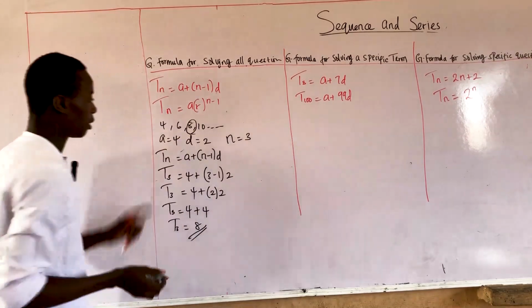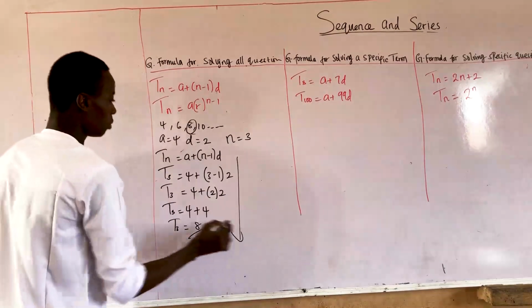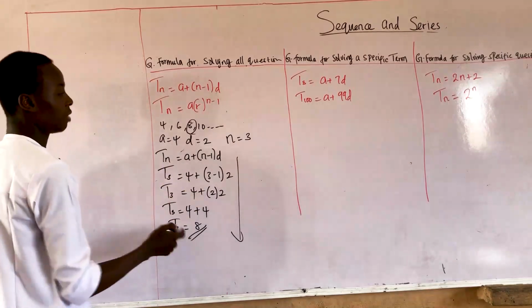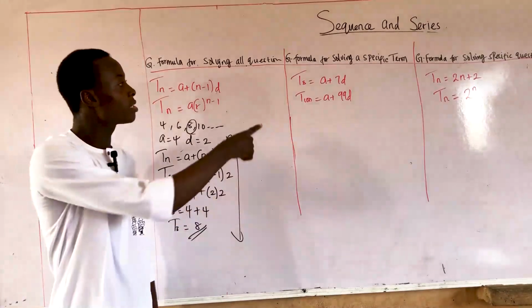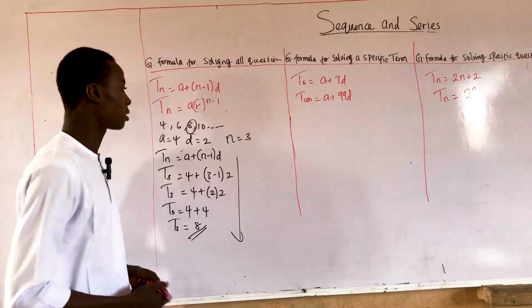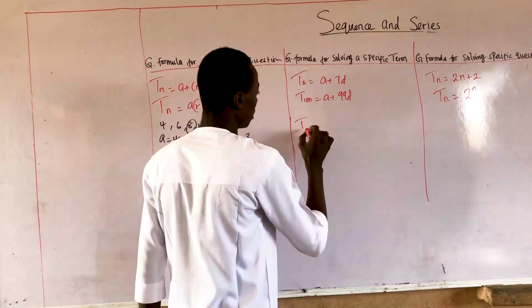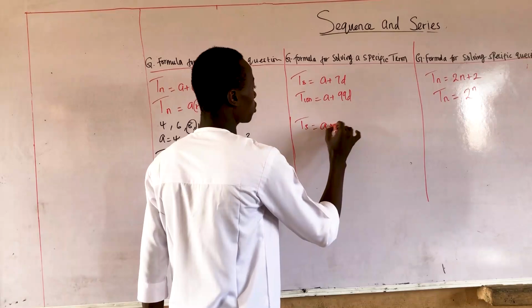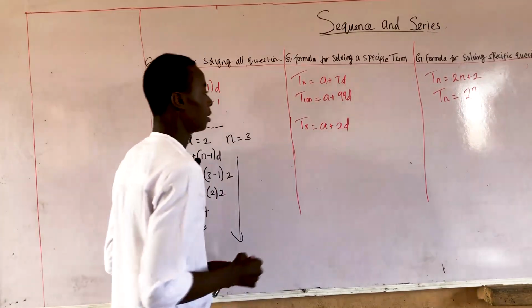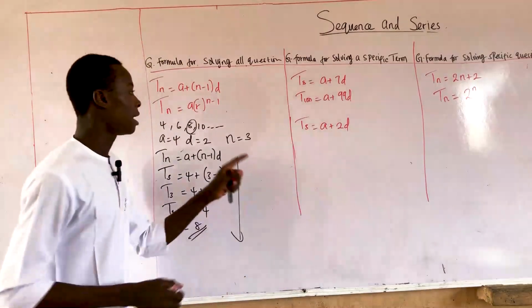Do you see that? But see, how many lines did we use here? We use 1, 2, 3, 4, 5. Up to 5 lines. Let's use this second formula to solve the same question. Let's say we are looking for the third term here also, and we know that the formula for the third term is given as a plus 2d.